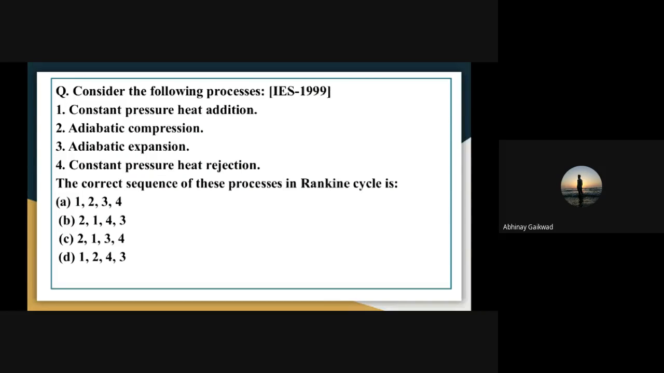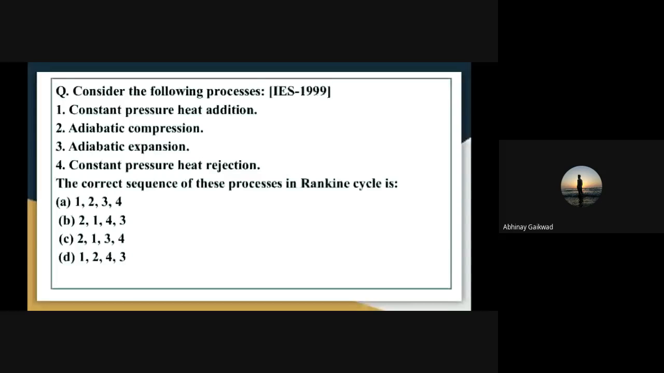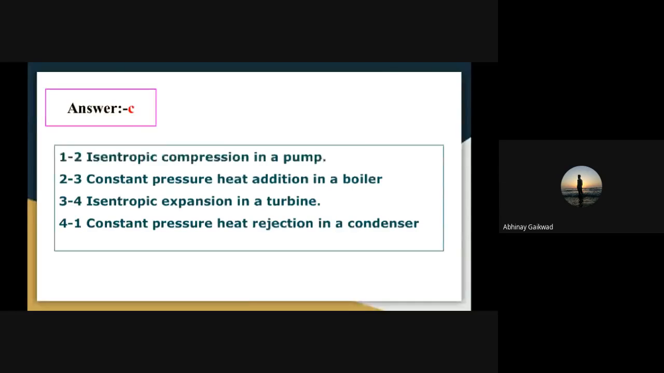So if you look at option number C, you will get all the processes. First is adiabatic compression, then constant pressure heat addition, then adiabatic expansion, and constant pressure heat rejection. Okay, so option number C is correct. Here I have given the answer, and also I have explained all the processes 1 to 2, 2 to 3, 3 to 4, and 4 to 1. Got it?